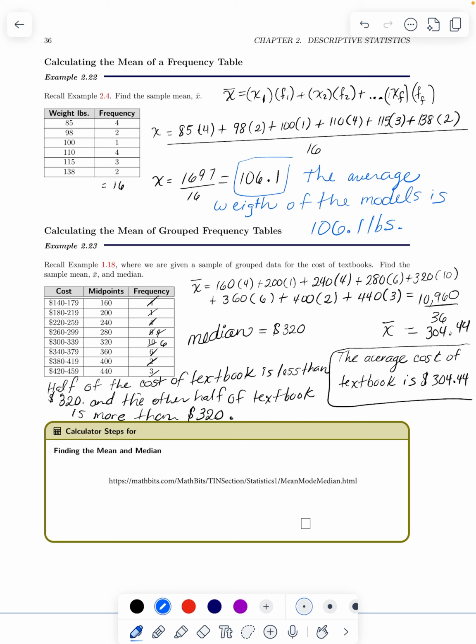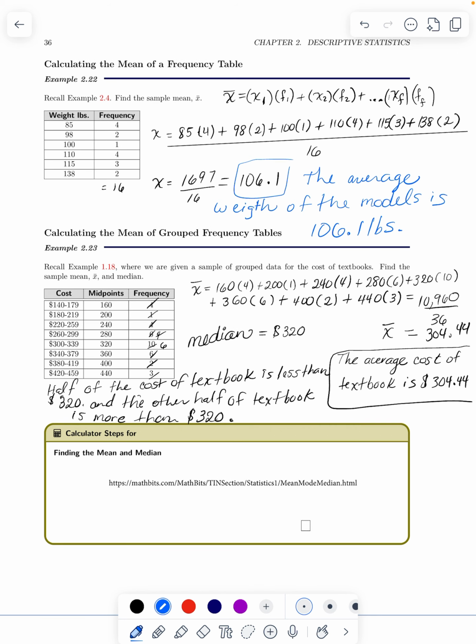And then at the end, because we have a total of 36, was it 36? Yep, there was 36 students that have purchased textbooks. So we're going to divide by 36. We have a total of 10,960, and we divide by 36, and we compute an average of 304.44.